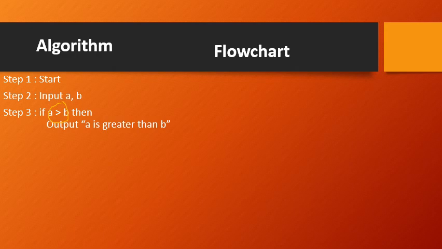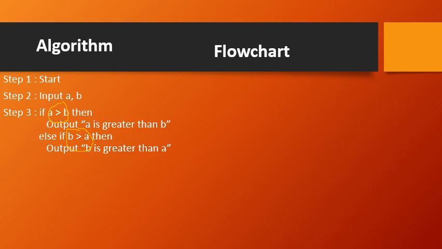If not, if A greater than B is false, then comes the else part. In the else part, again, we need to check the other case. The other case is that B is greater than A. Is the second number greater than the first number? If yes, then definitely the output should be: B is greater than A. Correct?